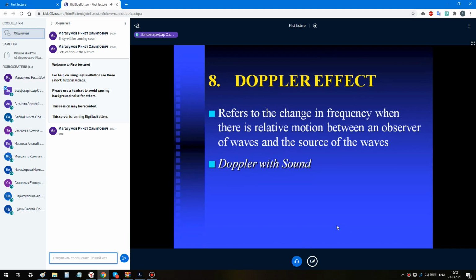For example, Doppler with sound. You can hear the Doppler effect with the sound. This refers to the change in frequency when there is relative motion between an observer of a wave and the source of the wave.